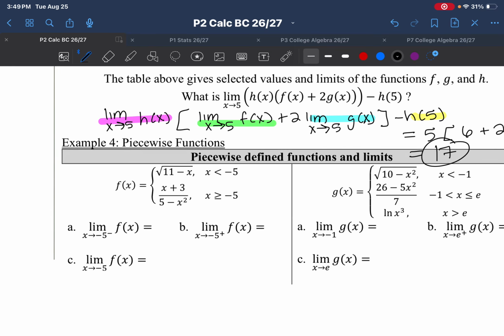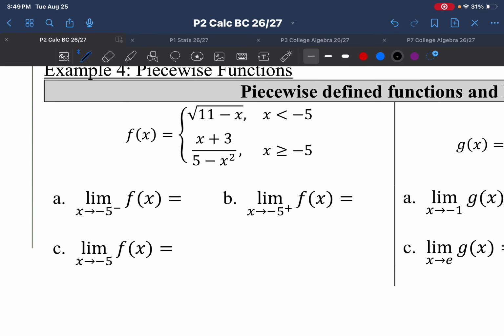Okay, example 4 gives us piecewise functions, and it wants us to answer the following. So it says the limit as x approaches -5 from the left of f of x. So notice the left would be this expression here because this is x less than -5. So I would plug in -5 into that expression. So this is the square root of 11 minus -5, which is the same as saying the square root of 16, which is 4.